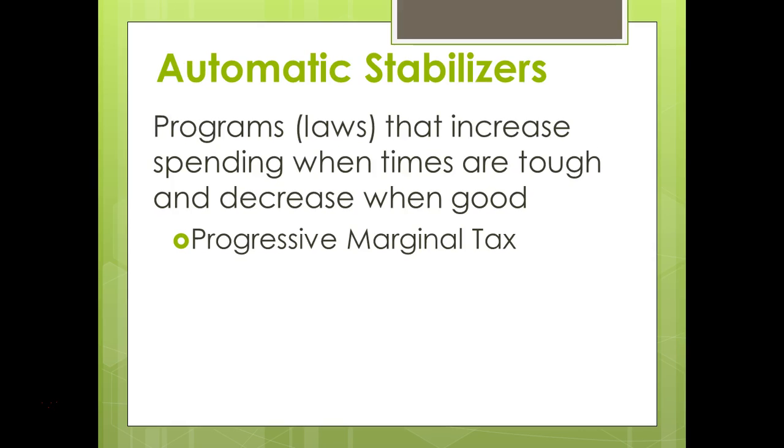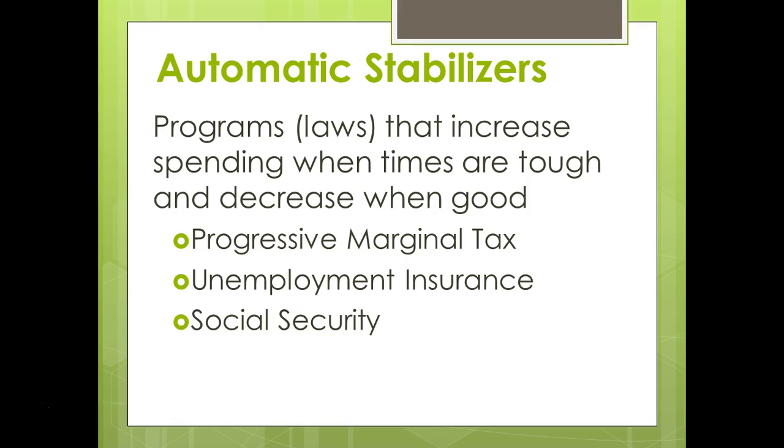Other examples of automatic stabilizers include unemployment insurance. So if someone loses their job, they are automatically eligible to get money from the government to help them during that time, and they automatically qualify for that program, and it helps them continue spending money, which helps keep aggregate demand up.